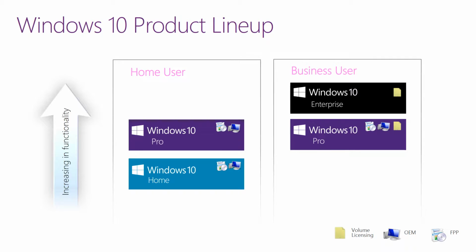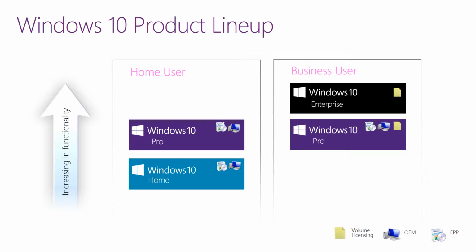There are three main editions of Windows 10, and you can see them on this slide here: Windows 10 Home, Windows 10 Pro and Windows 10 Enterprise. The arrow at the side shows that the functionality in the product increases as you go from Windows 10 Home to the Pro edition, with Enterprise of course offering the most features. You can see that a home user is likely to choose between Windows 10 Home and Windows 10 Pro, while a business user should opt for either Windows 10 Pro or the Enterprise edition.